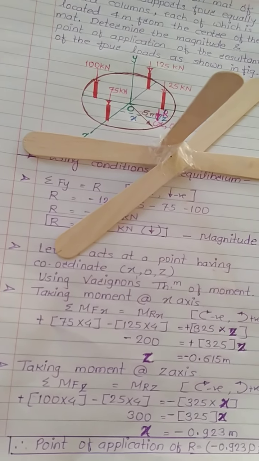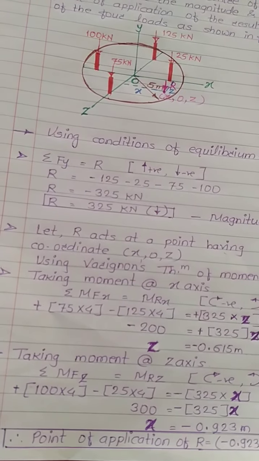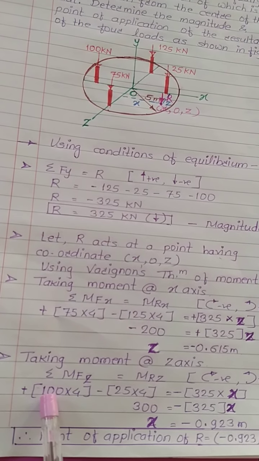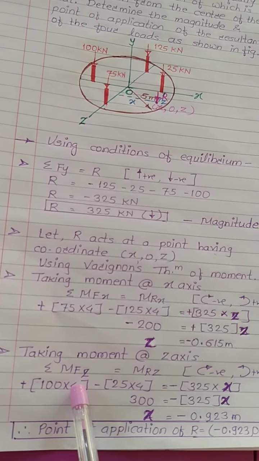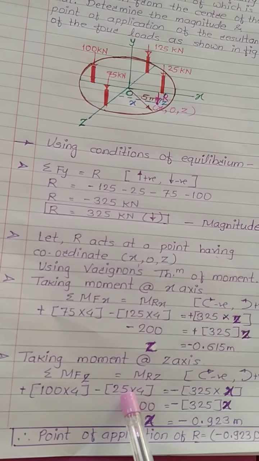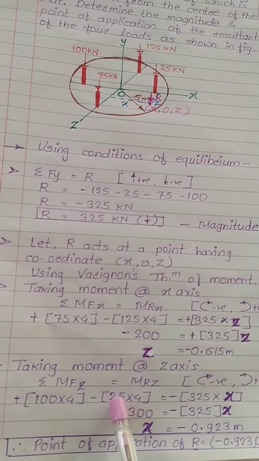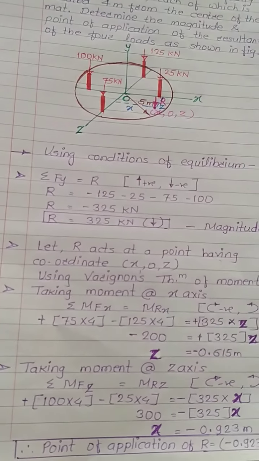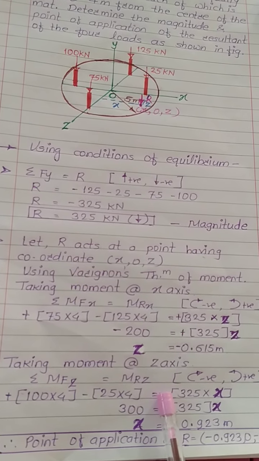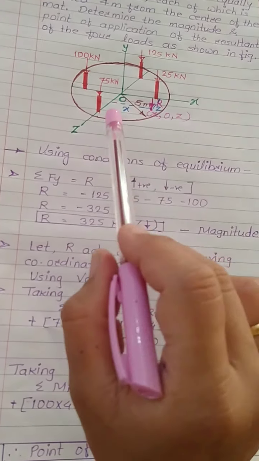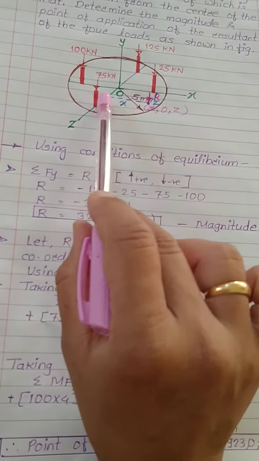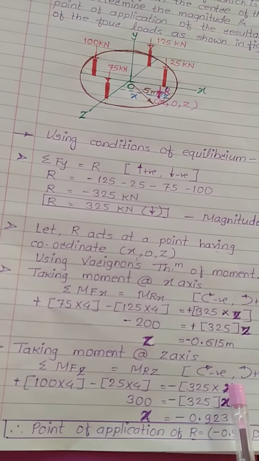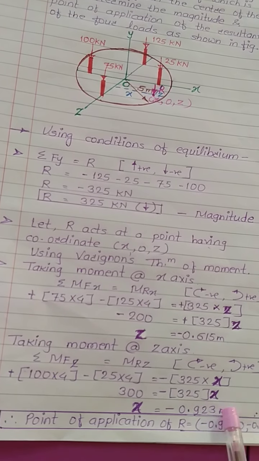So put this in the equation. Your equation will become plus 100 into 4. Why plus? Because it is creating anti-clockwise moment and its distance with respect to z-axis is 4 meter. While the force of 25 kilonewton is making clockwise moment. So 25 into 4 equals, now this force we have considered on this side, so let us say it is creating clockwise moment. So minus 325 into its distance with respect to z-axis, which is x. It is parallel to this axis, so this distance will be x. So 325 into x. If you solve this equation, x will be minus 0.923 meter.